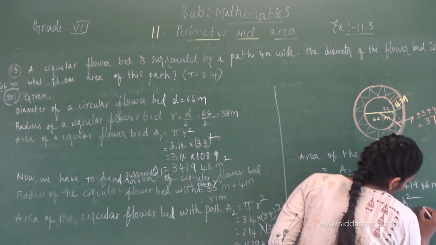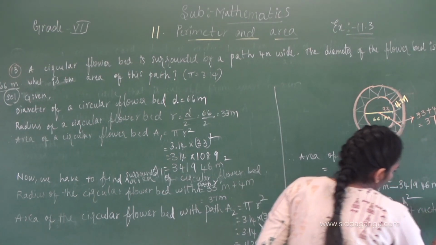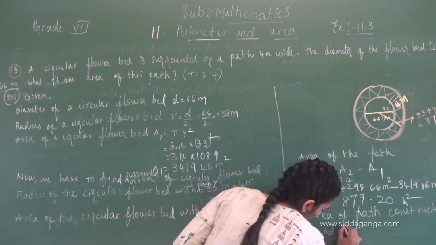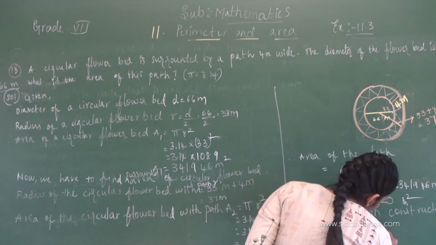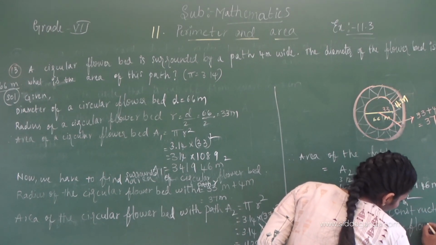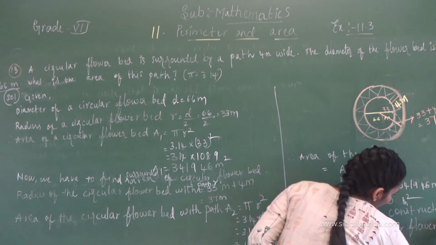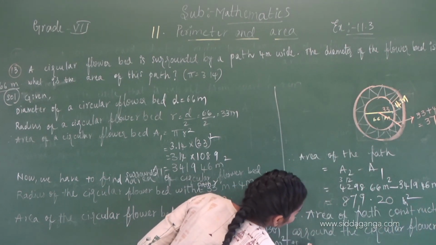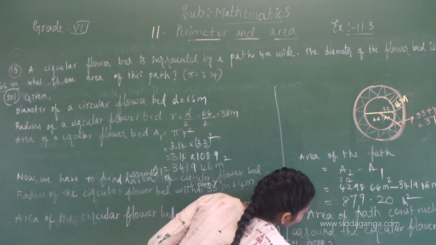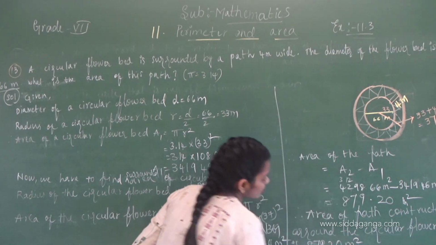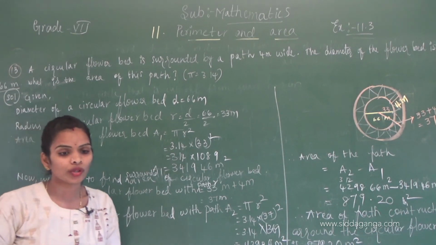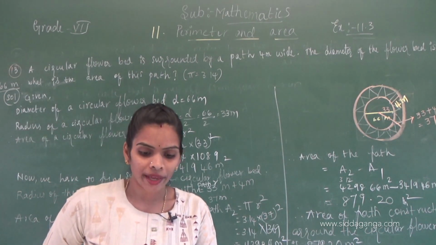Therefore, the area of the path constructed around the circular flower bed is 879.20 meters square.